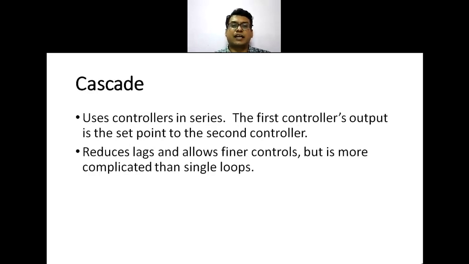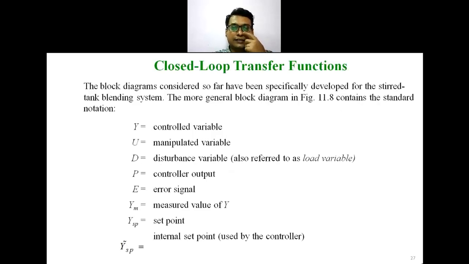Then there is a third, cascade controller. This is a series of controllers. The first controller output is a set point for the second controller. This is interesting. The first controller output is sent to the second controller as its set point. So there is more than one controller I am using. That is called a cascade controller. Means the second controller is provided with this input from the first controller. So these are the different types of controller that we will understand step by step.